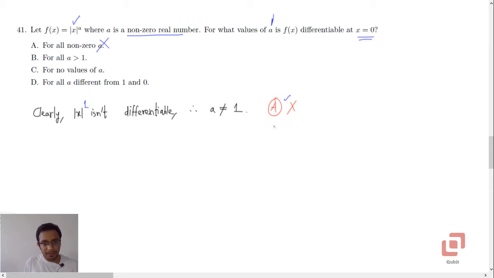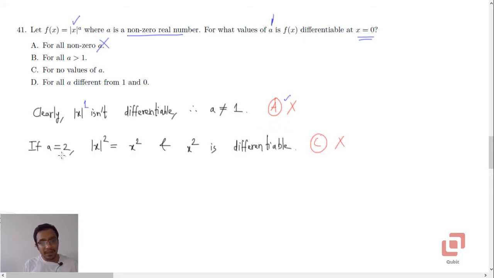Now if I pick a to be 2, then mod of x squared is as good as squaring x, because the square of all real numbers is non-negative. So mod of x raised to 2 is as good as x squared, and we know that x squared is differentiable at x equal to 0. What does it mean? It means that C can be eliminated, because it says for no values of a. If a is equal to 2, then it is very well differentiable at x equal to 0. So clearly C is also not right. So now we have eliminated 2 of them.